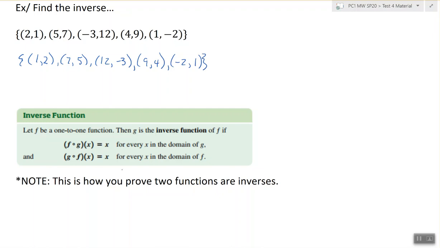An inverse function is shown here where f composed with g of x equals x and g composed with f of x equals x. If that is true, then f and g are inverses of each other. This is actually how you prove that two functions are inverses of each other. So if you are asked to prove, show, or verify that two functions are inverses, you have to compose them with each other. You have to do it both ways and show that they are inverses.